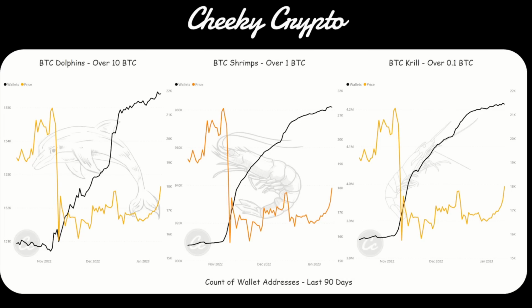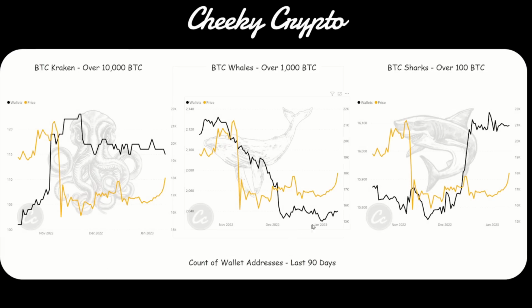When we start talking about the wallet counts and who's buying and who's selling, we can actually see some fluctuations with the retail investors coming down in wallet counts on the krill side, the dolphins and the shrimps. You can see the slight fluctuations here and here, and when we go into the larger size wallets, we can see a slight fluctuation to the upside on whales and a slight fluctuation on the sharks, but the kraken is still coming down a little bit as well.